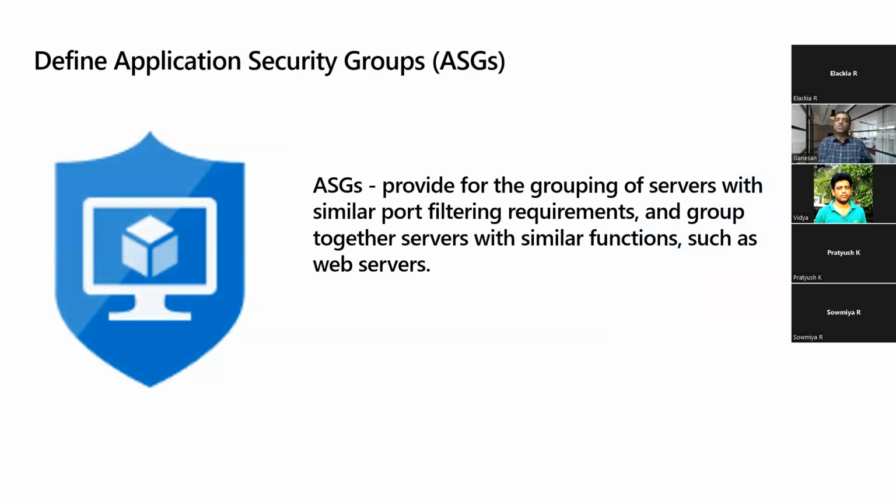Then the application security group: like the network security group, you can set inbound and outbound traffic from an application perspective. That is called an application security group. ASG provides the grouping of servers with similar port filtering requirements, and groups together servers with similar functions, such as web servers.